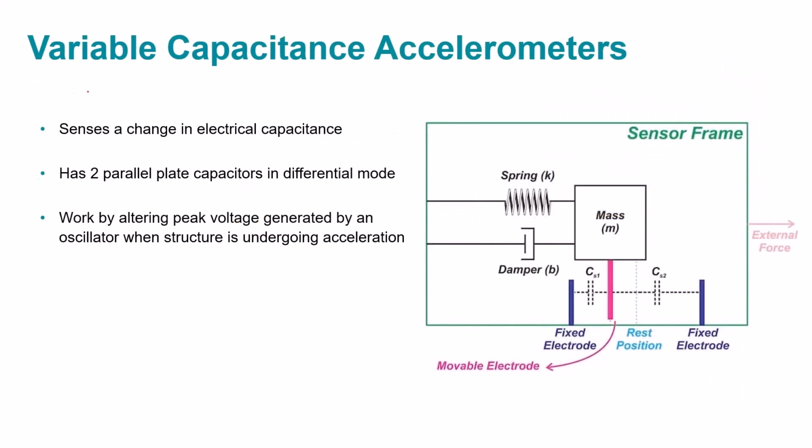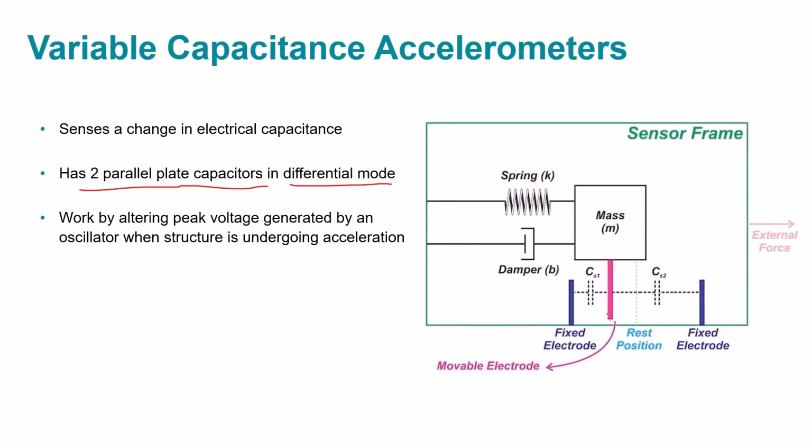The last one that I want to talk about is variable capacitance. That's that third type of accelerometer. So the idea behind a variable capacitance accelerometer, it's sort of like a DC accelerometer, but it's got two parallel plate capacitors that work in differential mode. So what that means is it's got these two capacitors here, and what it's looking at is how the signals change with respect to one another.